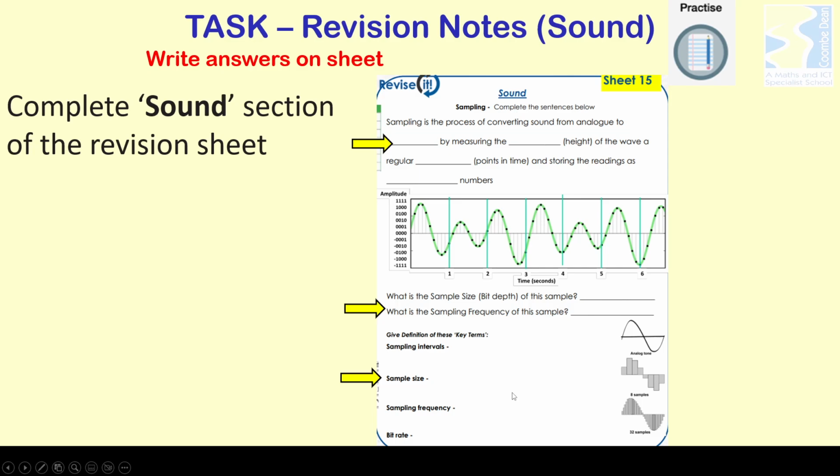So on your sheet, complete this section here, look at the example waves you've been given and answer the questions. Do this now, please.